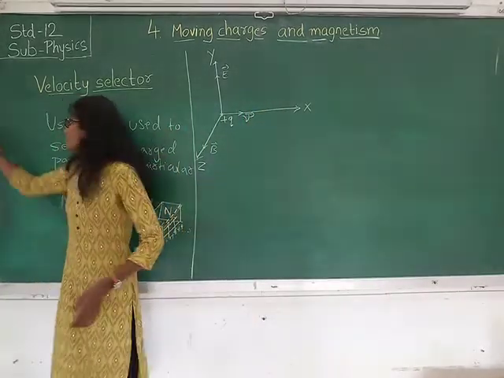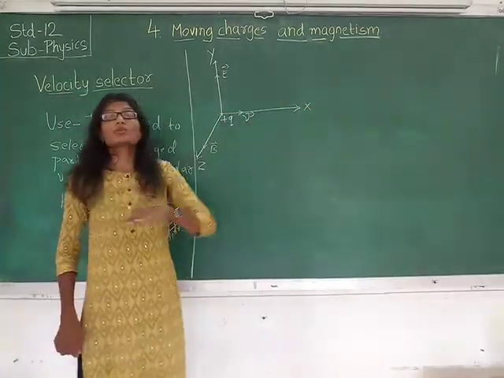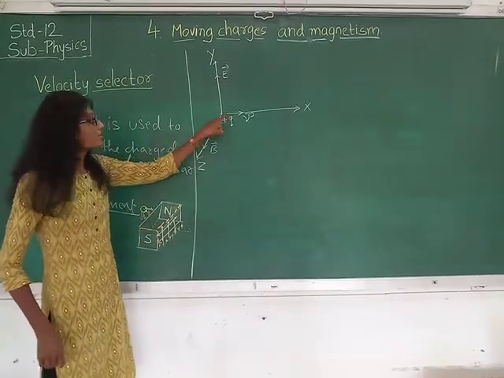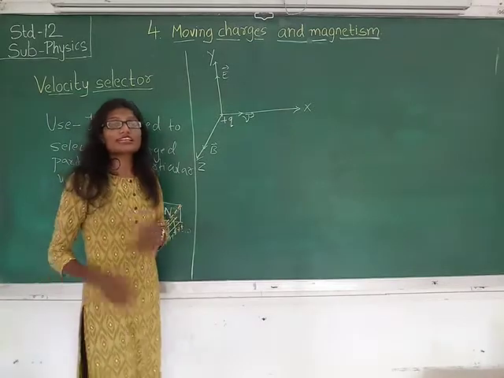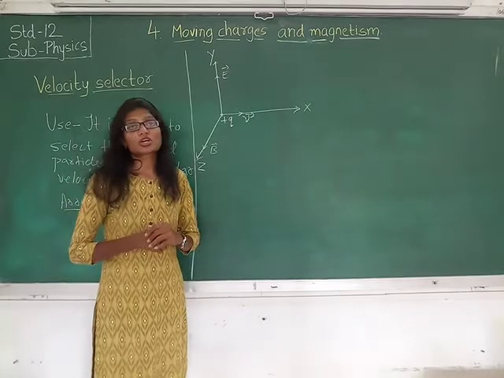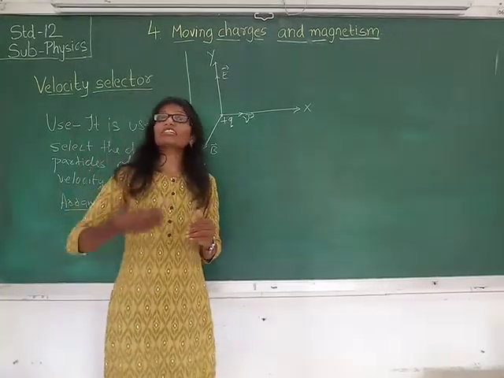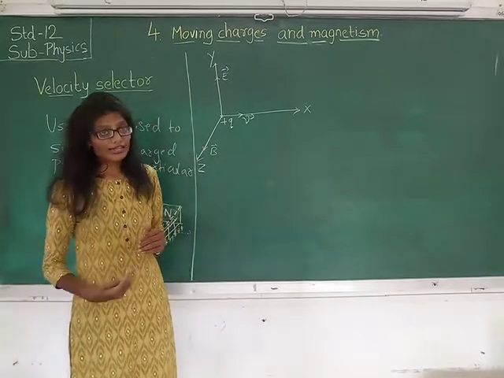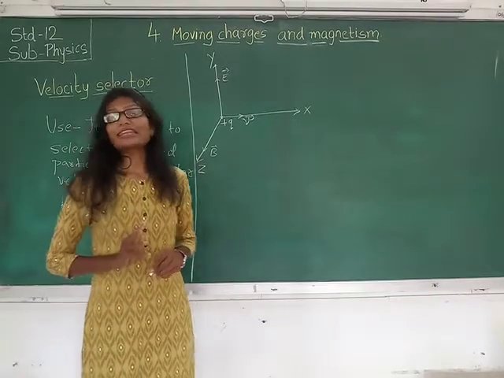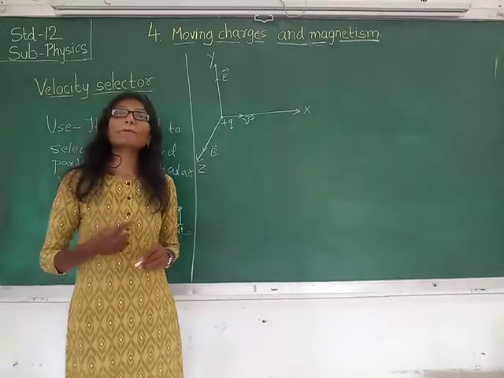So for one charge which is moving along the x-axis, what happens? When it enters the region having an electric field and a magnetic field, that we had studied in Lorentz force. Lorentz force is what? When a charge enters a region having both the magnetic field and the electric field, two types of force will be exerted on the charge. One is the electric force due to the electric field and the other is the magnetic force due to the magnetic field.